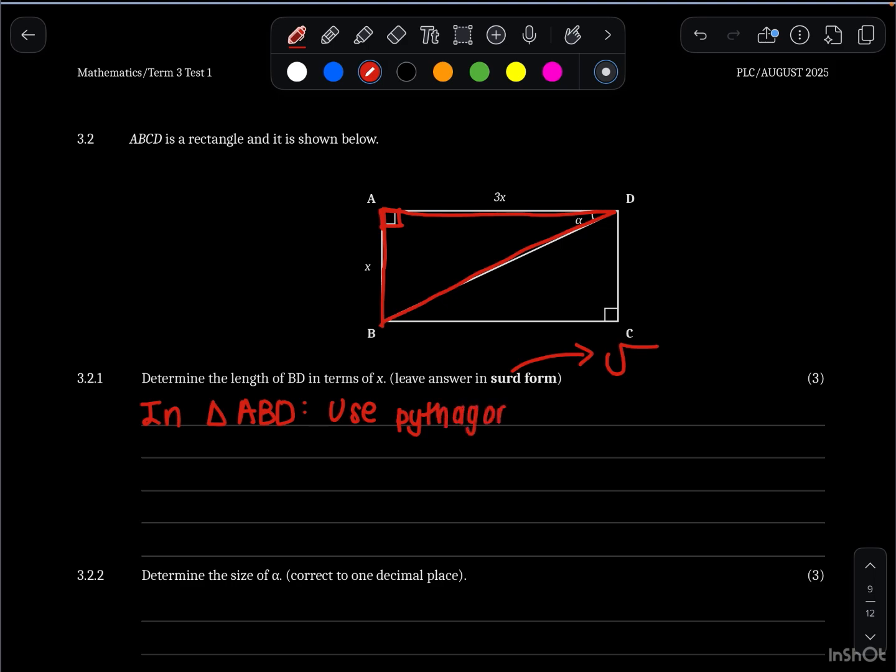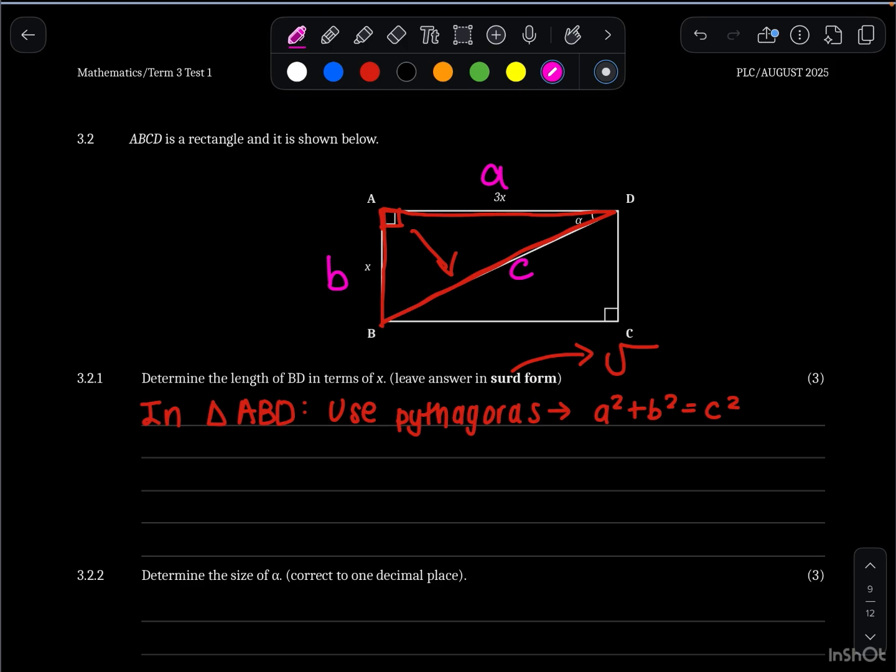And whenever you're going to use Pythagoras, it's a good idea to give the formula. So a squared plus b squared is equal to c squared. C squared is the hypotenuse. So in this case, BD is the hypotenuse because it's opposite the right angle. Okay, so we can just label this. Let's just say this is A, this is B, and then C.